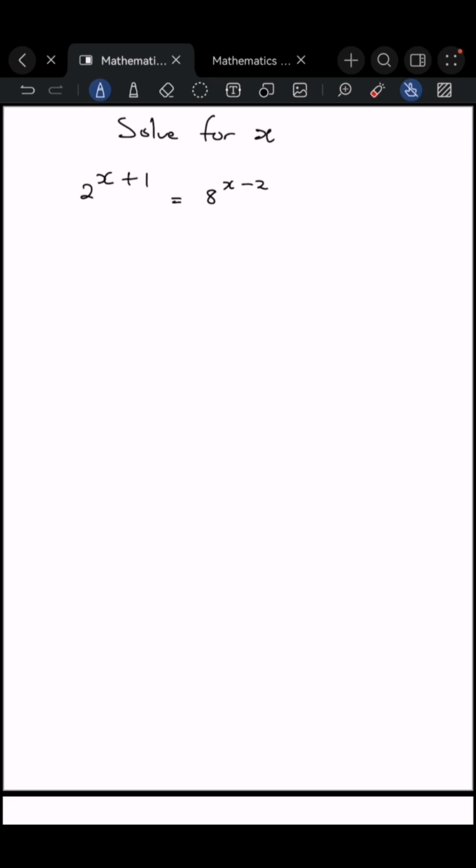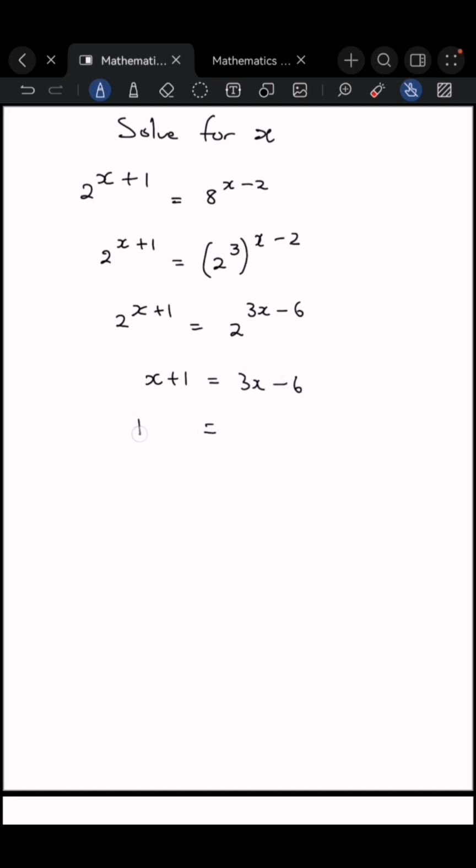Okay, so for x, where 2 raised to the power of x plus 1 is equal to 8 raised to the power of x minus 2. Therefore, 2 raised to the power of x plus 1 is equal to 2 raised to the power of 3, or raised to the power of x minus 2. Therefore, x plus 1 is equal to 3x minus 6. 6 comes this side, plus 6, 3x, x comes this side, minus x. 7 is equal to 2x. x is equal to 7 over 2.